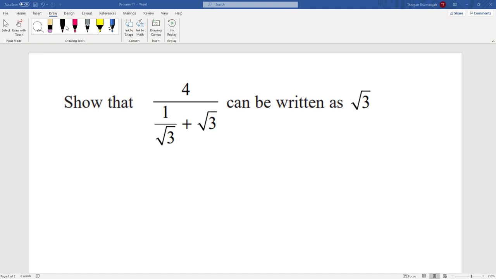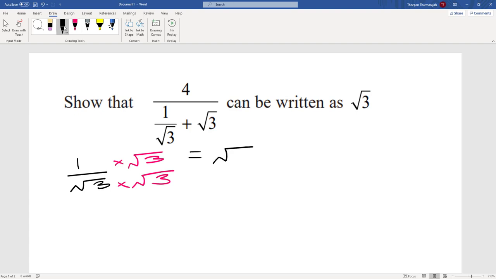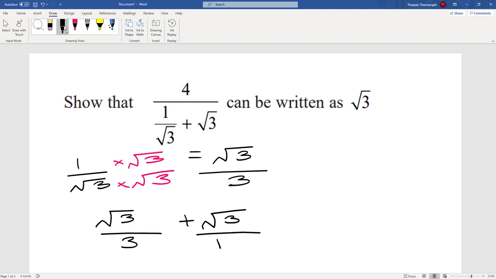So when we have a question like this, let's take 1 over root 3 first, and let's rationalize the denominator. We can times the numerator by root 3 and the denominator by root 3, and that's going to give me root 3 on top. Now root 3 times root 3 simply gives me 3. Now I need to add on root 3, so it's going to be root 3 over 3 plus root 3. Now don't forget this is over 1, so to make the denominators the same, times this by 3 and times this 1 by 3.